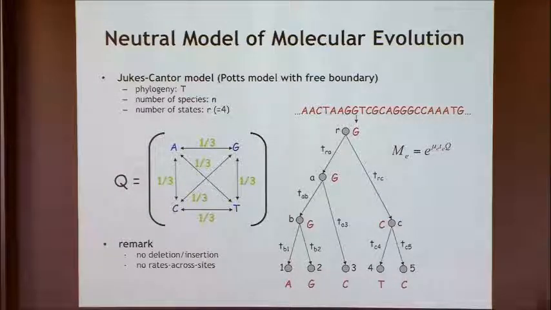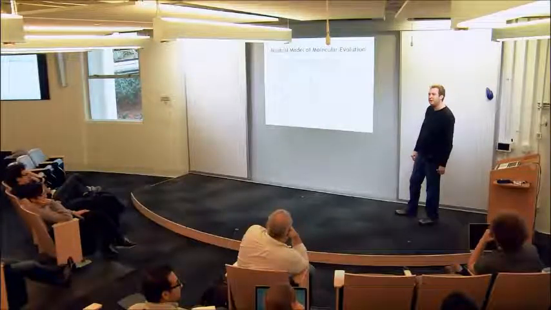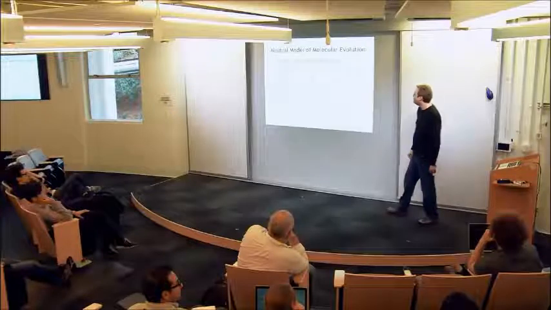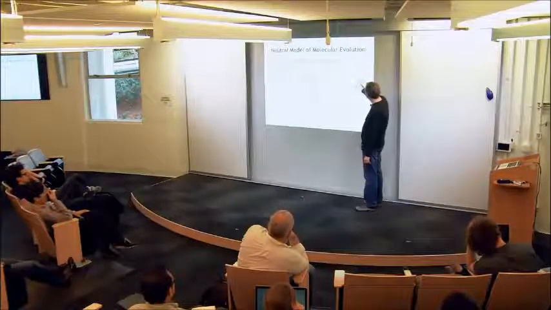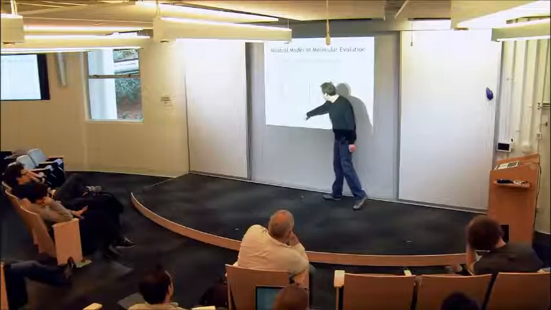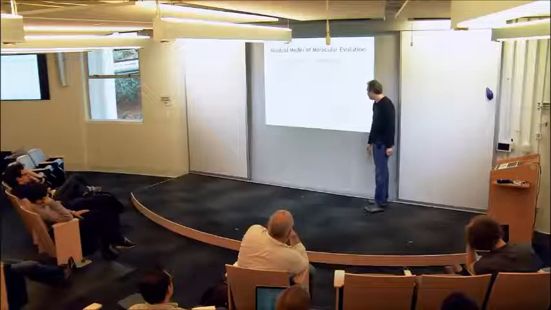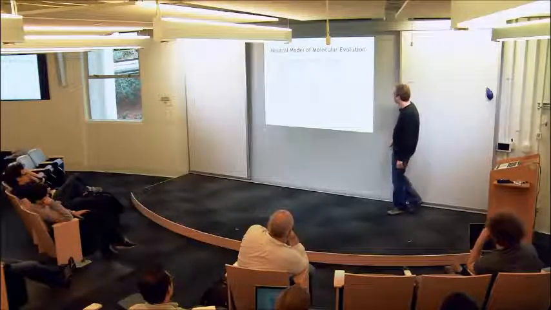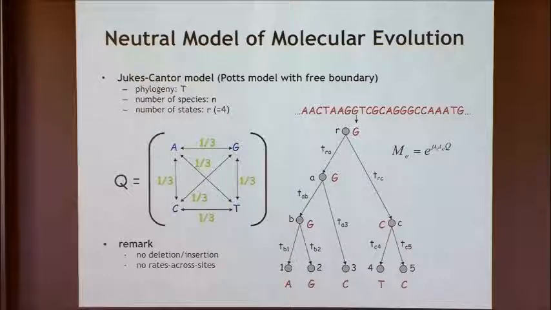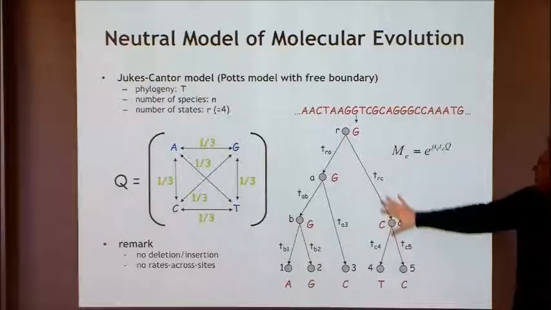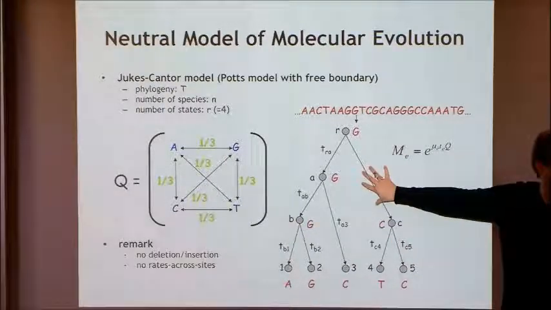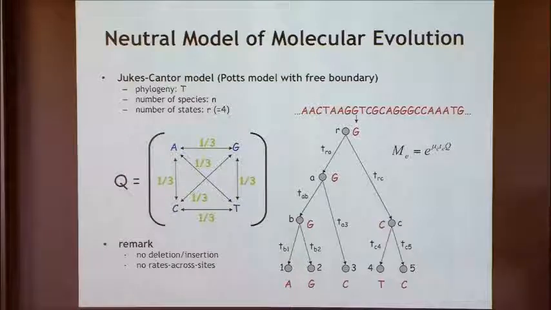Any questions about this model before I move on to the actual statistical problem? So if you include maybe a more general rate matrix and these rates across sites, including maybe some sites that never change and others that change at a random rate, you get a very standard model that's used in biology to model how DNA changes across an evolutionary tree.